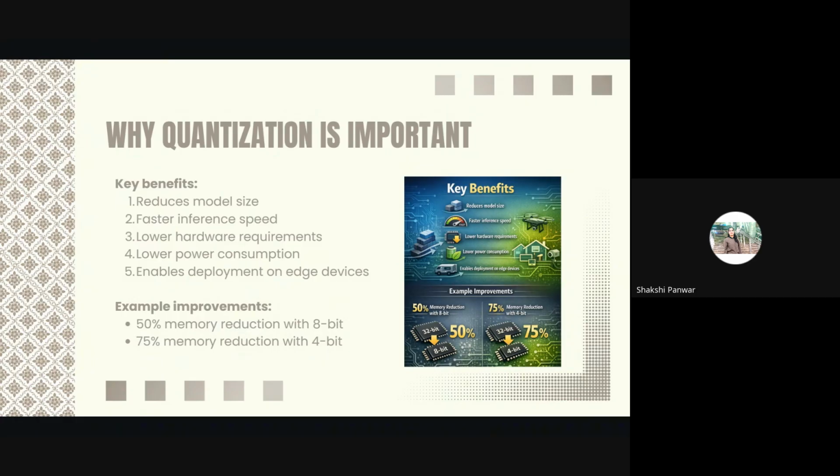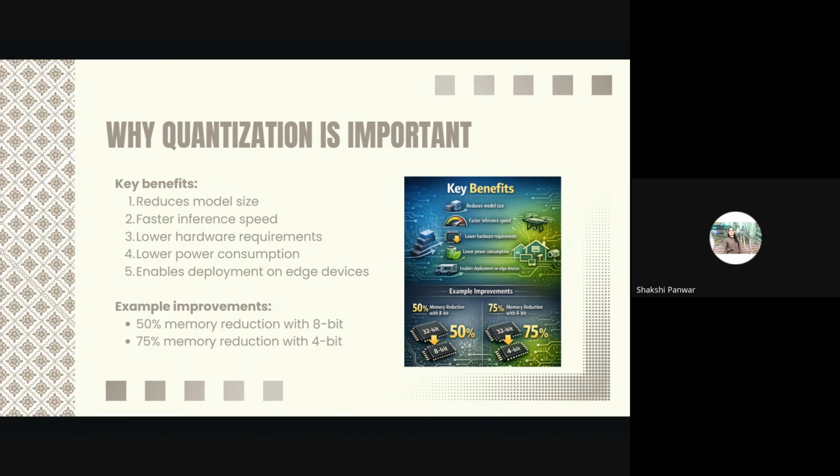At the bottom of the image the numbers are shown clearly. 8-bit quantization equals 50% memory reduction, you cut memory in half. 4-bit quantization equals 75% memory reduction, three quarters of memory saved. So these are not small improvements. These are the kind of gains that make the difference between being able to deploy a model or not.